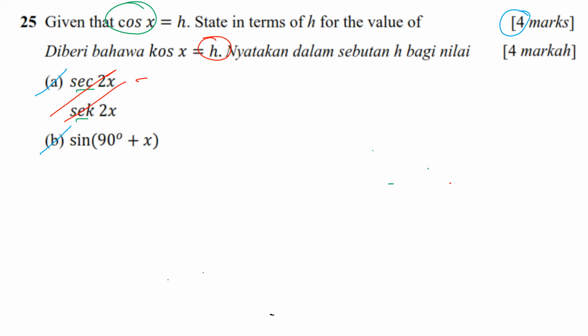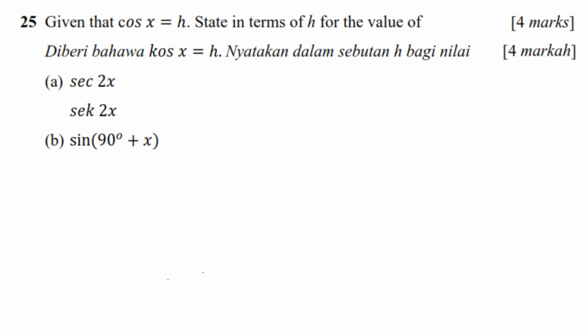Sine A plus B. The formula is given also in the exam paper. So the formula is given to you as sine A cos B plus cos A sin B. Right, just now as I was writing, I accidentally pressed one of the buttons, so it went messy. So I restart for my question 25, part B.